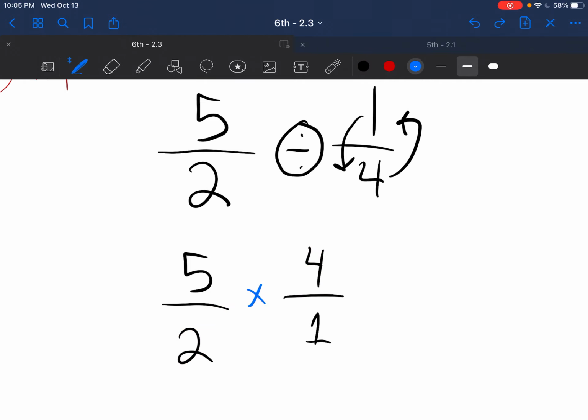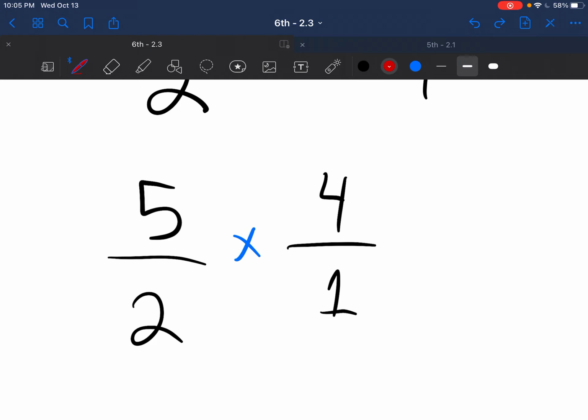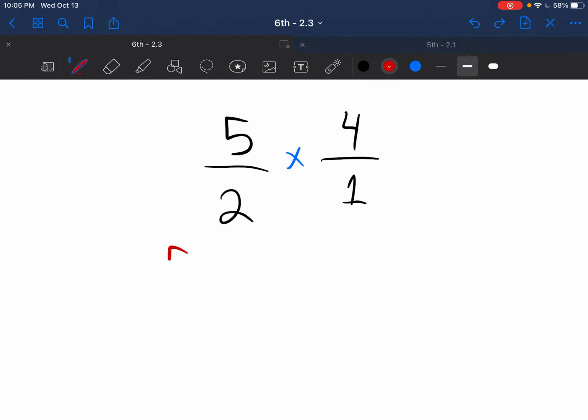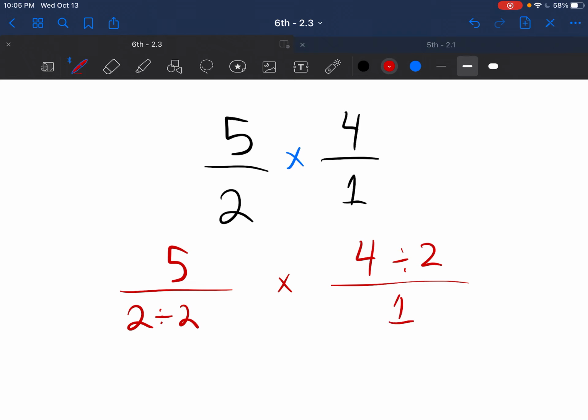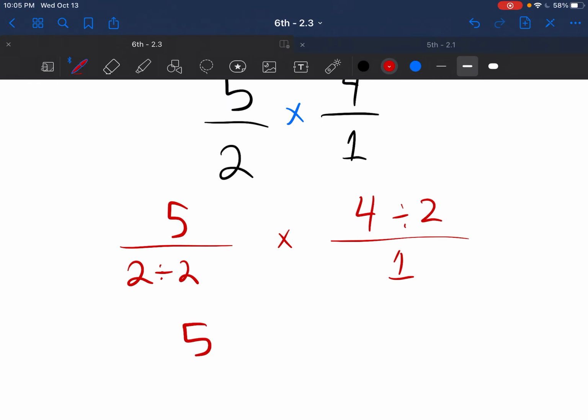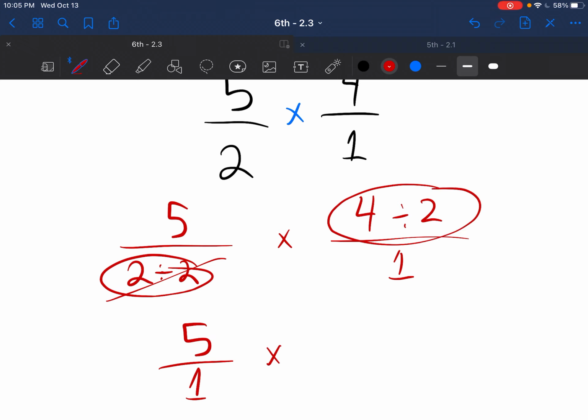What number can go into 2 and 4? 2 can. So I'm going to rewrite this again. I have 5 over 2 divided by 2 times 4 divided by 2 over 1. Now I'm going to solve it. 5 stays the same. What's 2 divided by 2? Well, that's 1. And then 4 divided by 2 is 2 over 1.